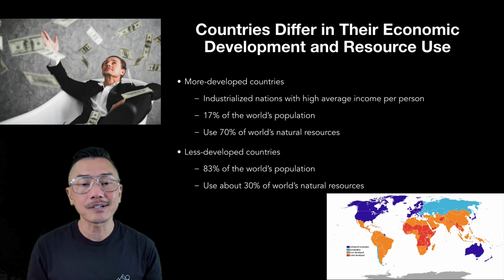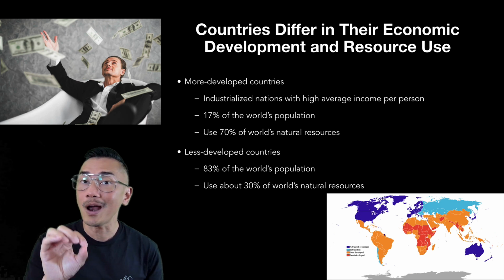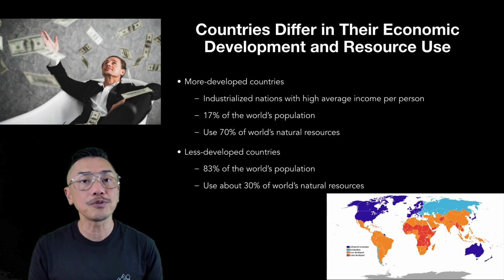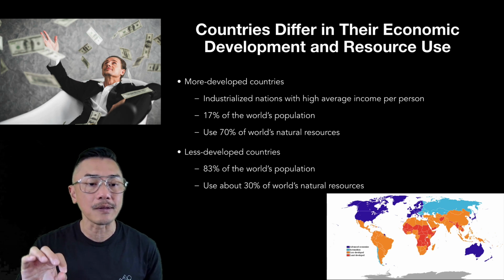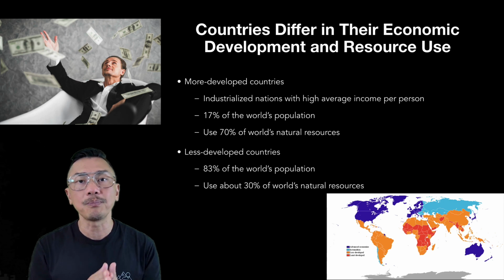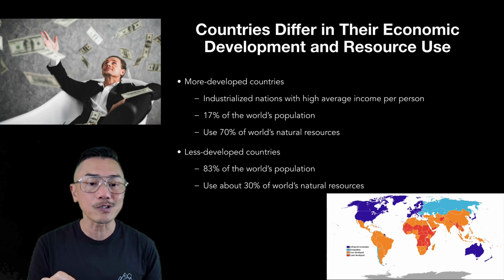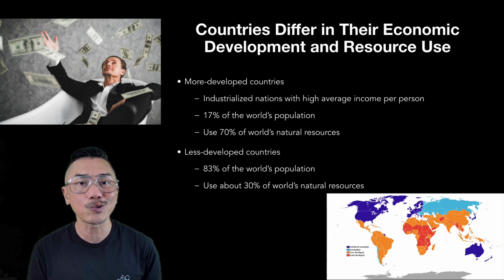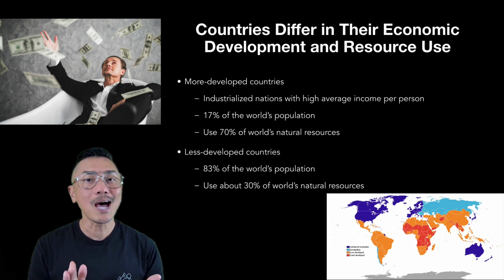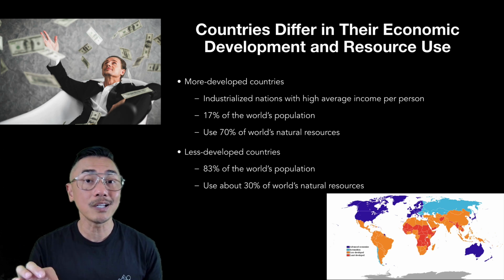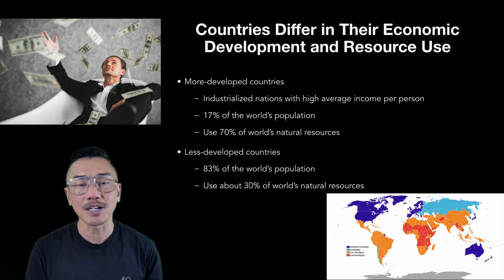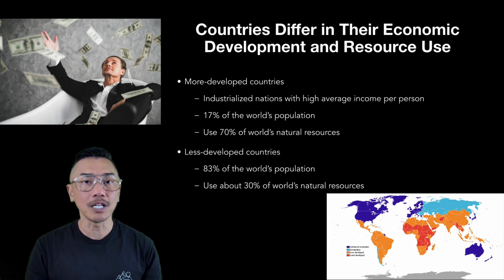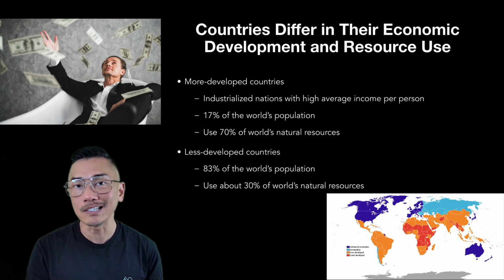In contrast, less developed countries, or LDCs, constitute the remaining 83% of the global population, but only use 30% of the world's natural resources. The map on this slide shows more developed countries, or MDCs, in blue, and less developed countries, or LDCs, in orange and red.